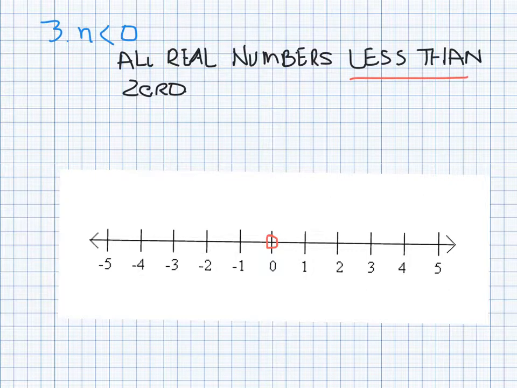Another example is n is less than 0. Verbally, all real numbers less than 0. We have our open circle, open endpoint here because we don't have an equal sign, and our arrow is going that way because it's all real numbers less than 0.